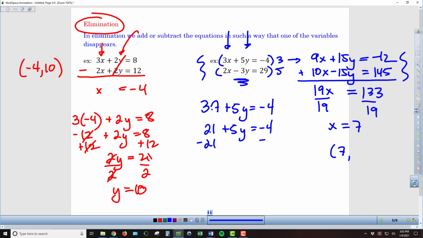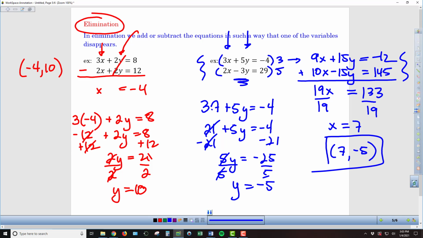If we subtract 21 from both sides, 5y equals negative 25, or if we divide both sides by 5, we get y equals negative 5. So here's our intersection point, 7, negative 5. And as always, if we have any doubts as to whether or not we've done this correctly, we can go back, and in this problem or in any of the others, we can plug in those values, 7 and negative 5 for x and y, and verify that that point works in both of the equations.